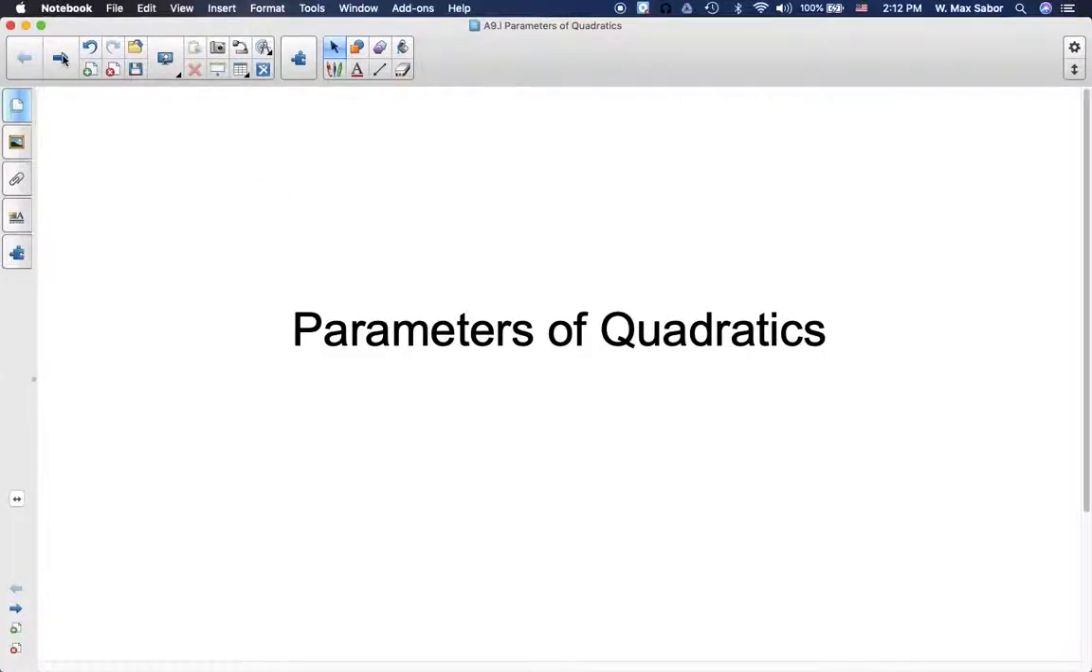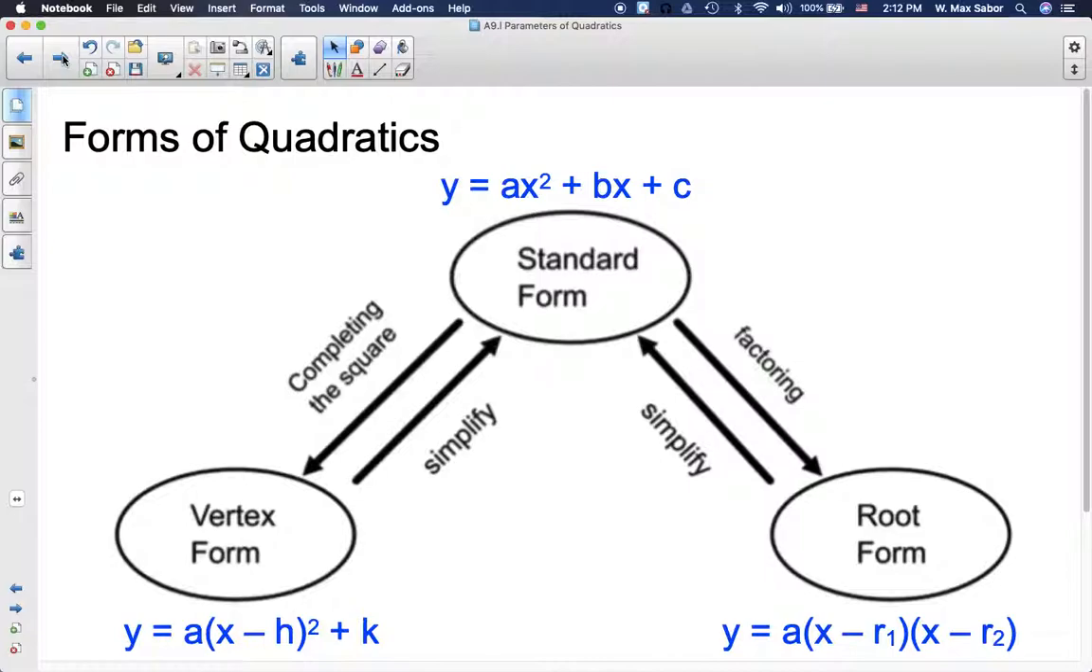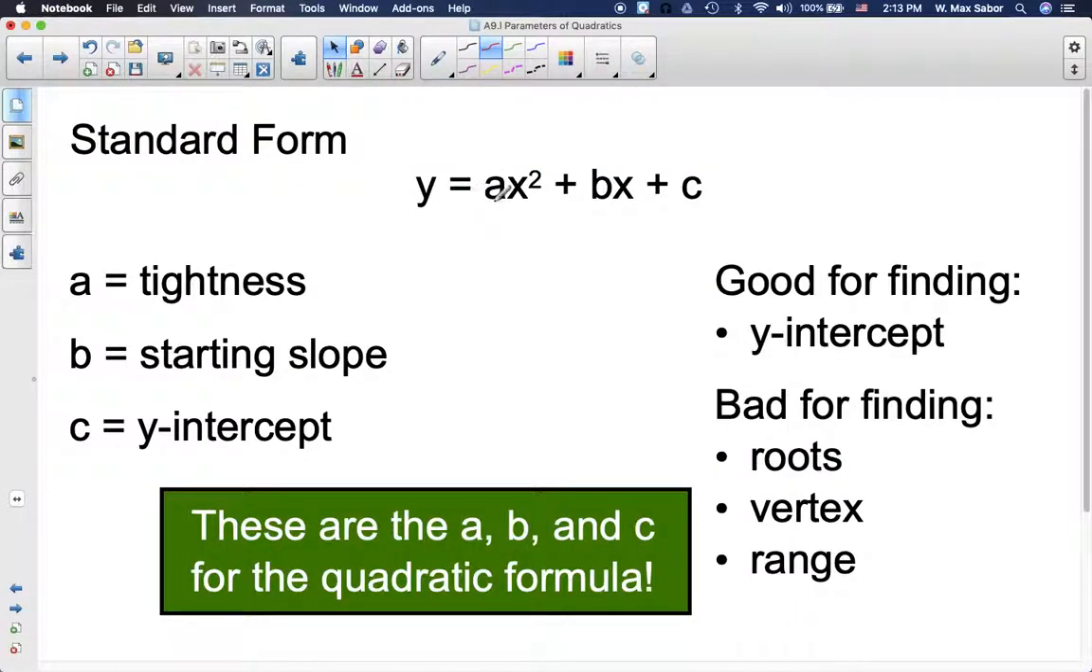Parameters of quadratics. A parameter is a variable that we pretend that we know the value of, such as a, b, c, r1, r2, h, or k. And usually we'll be given those values, but we're going to look at how those change the graphs of various quadratics. So, a I usually refer to as the tightness, b as the starting slope, and c as the y-intercept. This one is not an official name, but the rest are.